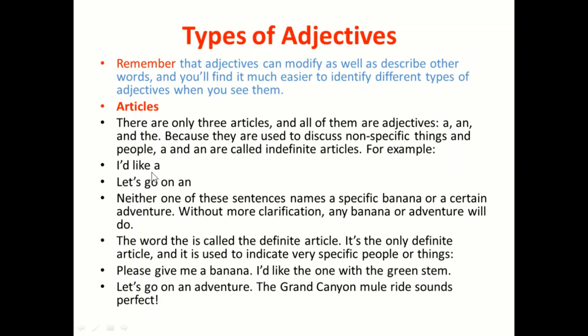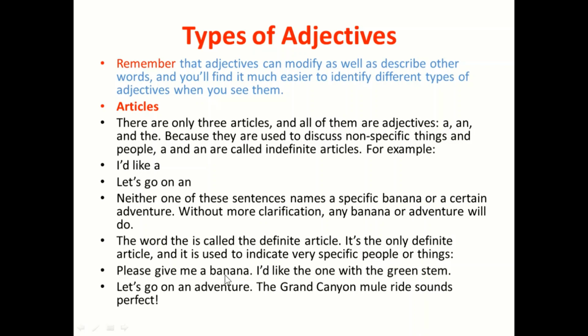I would like a banana. Or let's go on an adventure. Here in both of the sentences, we are talking in general. We are not specifying anything. Without more clarification, any banana or adventure will do. The word the is called the definite article because we use the to modify something that is specific. It's the only definite article and it is used to indicate very specific people or things.